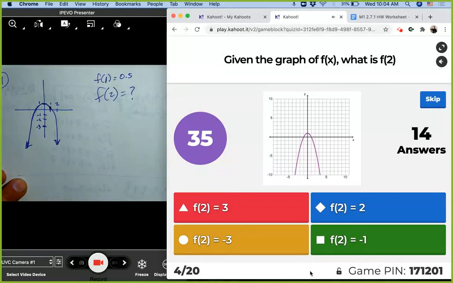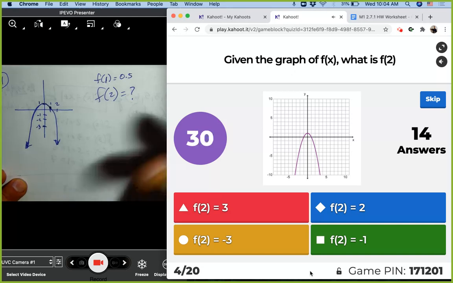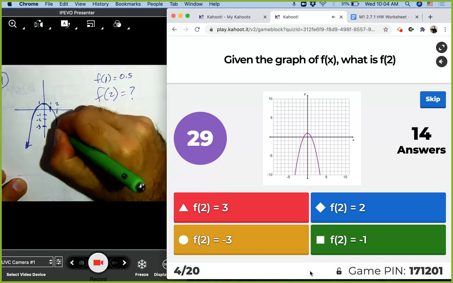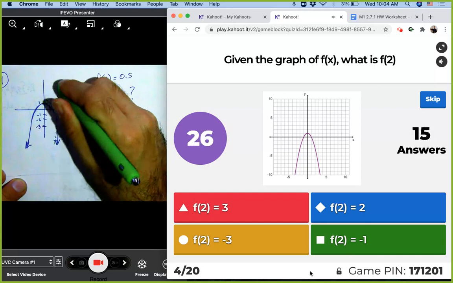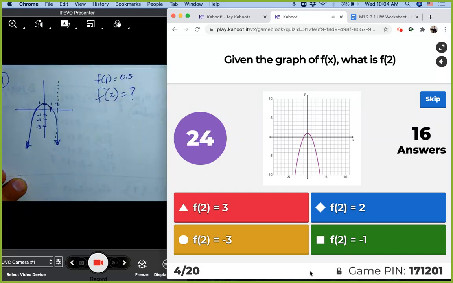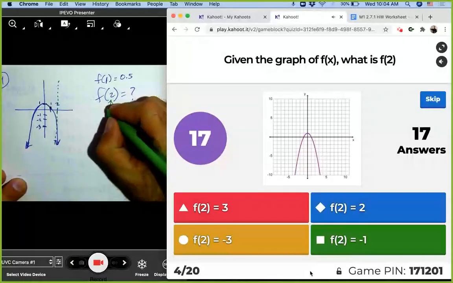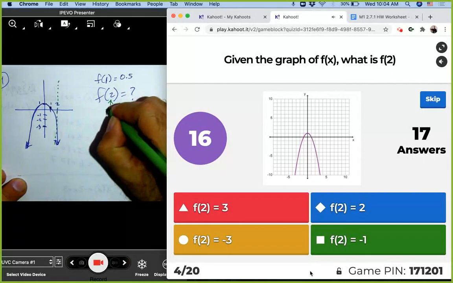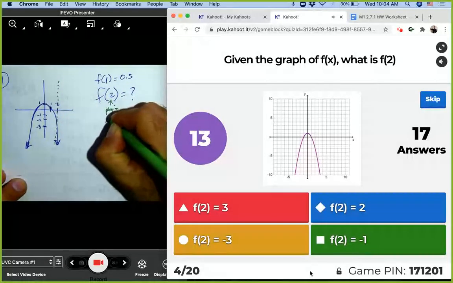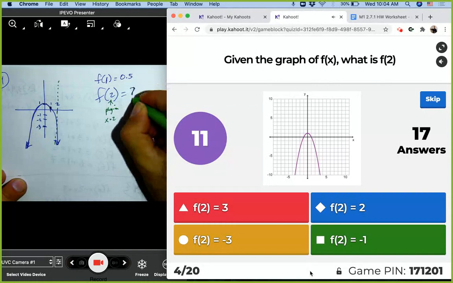So what's f of 2? Where do I need to look for f of 2? I need to look here. I look to see what's going on at x is equal to 2. Because remember, function notation tells me what I'm going to evaluate for. So we're going to plug in x is equal to 2 to get our y value. This can be our y value.